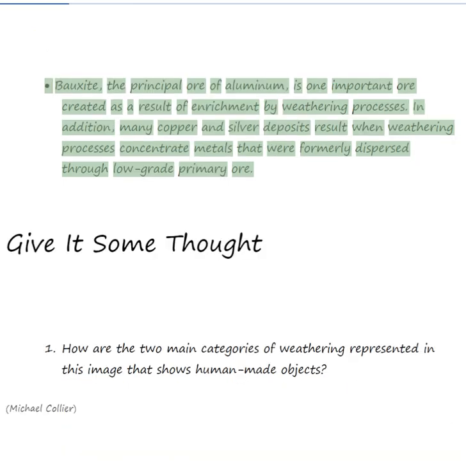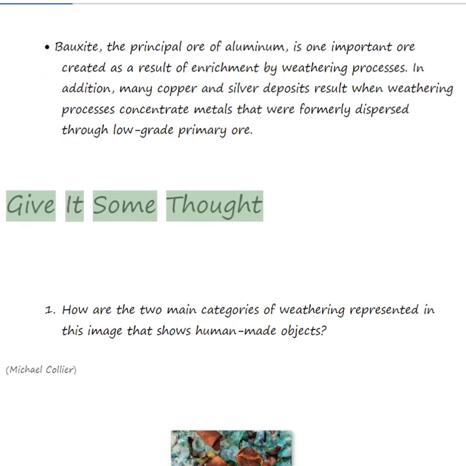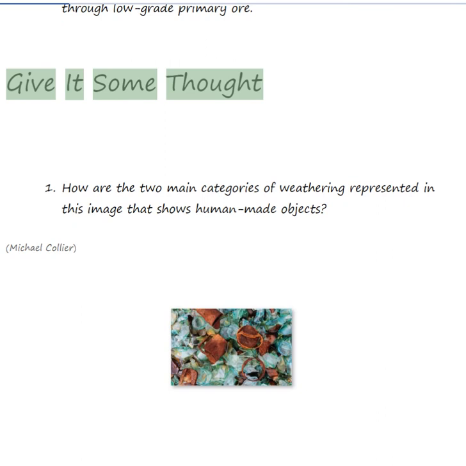Bauxite, the principal ore of aluminum, is one important ore created as a result of enrichment by weathering processes. In addition, many copper and silver deposits result when weathering processes concentrate metals that were formerly dispersed through low-grade primary ore. Give it some thought.